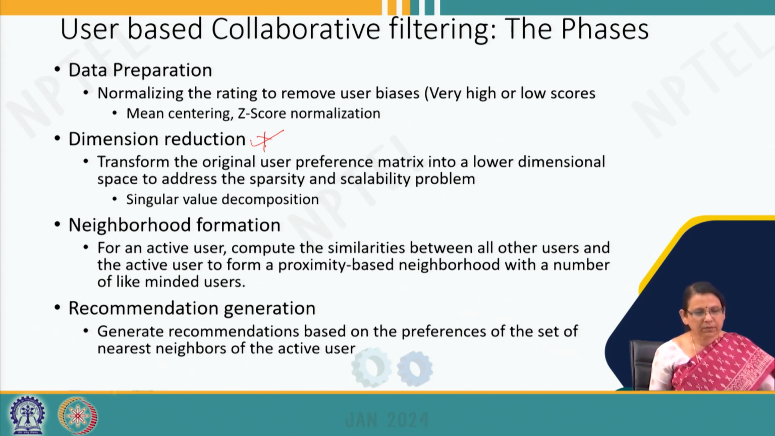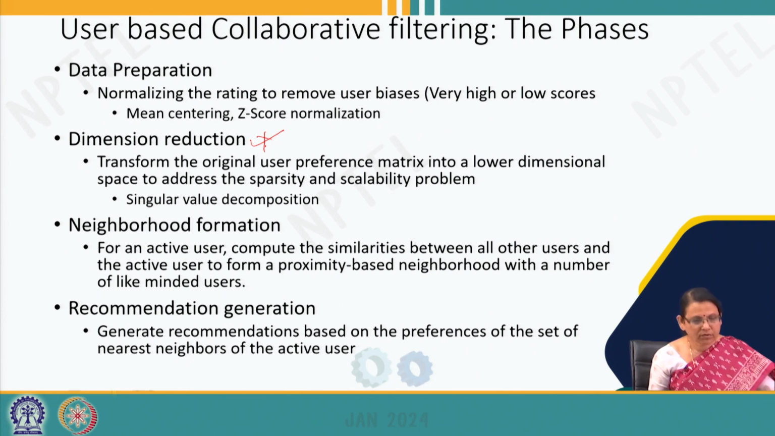So, the phases are data preparation, where you take care of removing the biases in the data and you try normalizing it. Then you reduce the dimension in case you are interested in latent features of the user or item, you try bringing the preference matrix to a lower dimensional latent space. And through this you can also conveniently deal with sparsity and scalability problems.